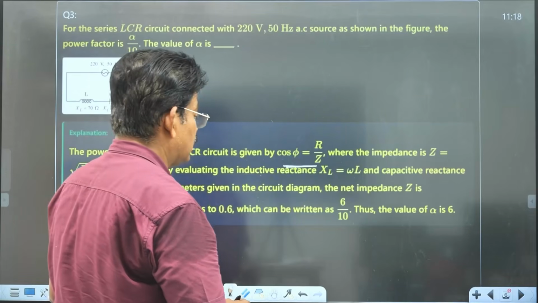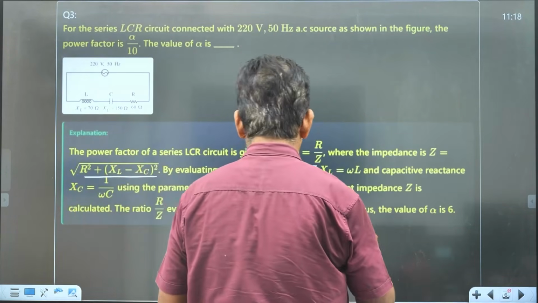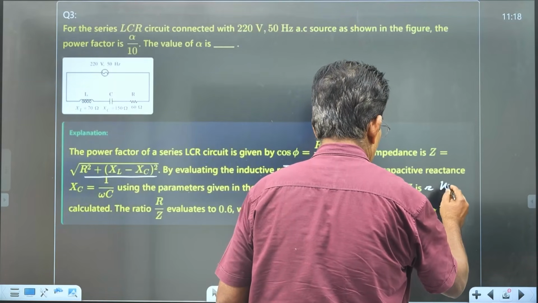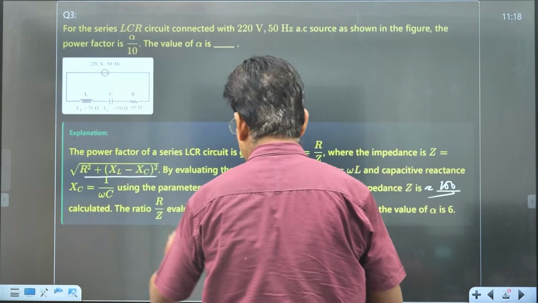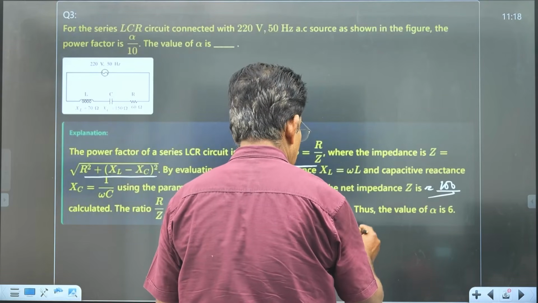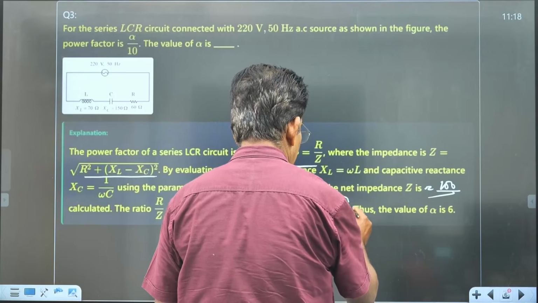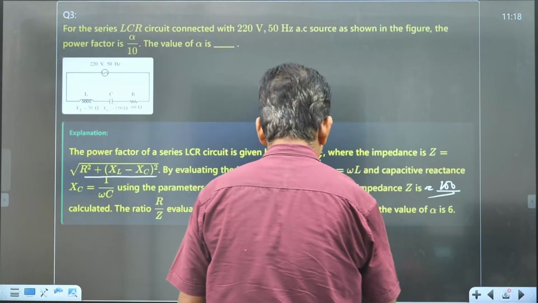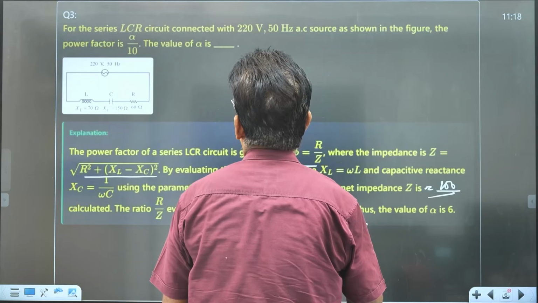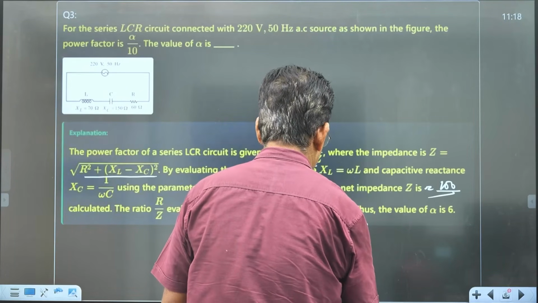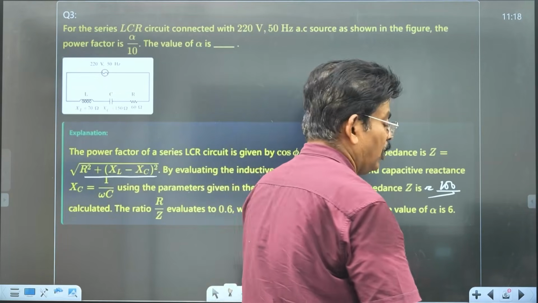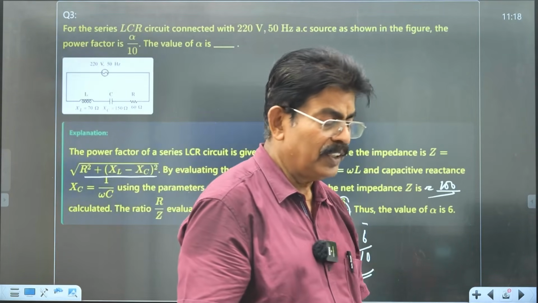Therefore, net impedance is coming to be 100, and R is coming to be 60. Therefore, R by Z will be 60 by 100, that is 6 by 10. The question says the value of power factor is alpha by 10. We got 6 by 10, so in place of alpha, 6 is coming. So very easy question.